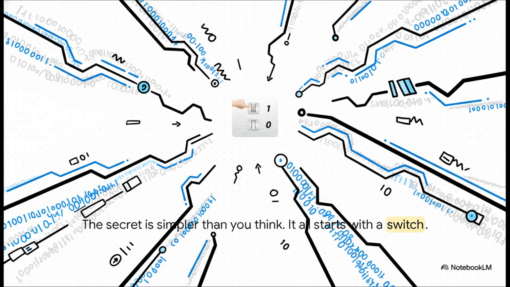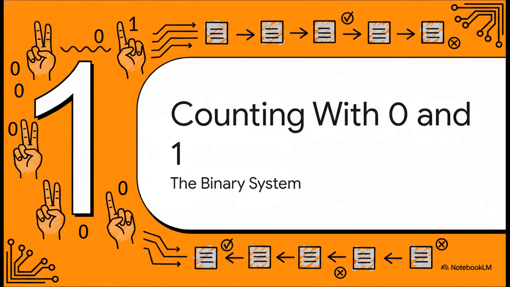Okay, so the secret is actually simpler than you'd ever guess. It all comes down to a switch. Yep, a simple switch. A computer, deep down, only knows two things: on or off. That's it. And we just give those two states a name. We call on 1 and off 0. Every single thing on your computer, every photo, every song, every message is just a crazy long string of these ones and zeros. Let's dive right in.